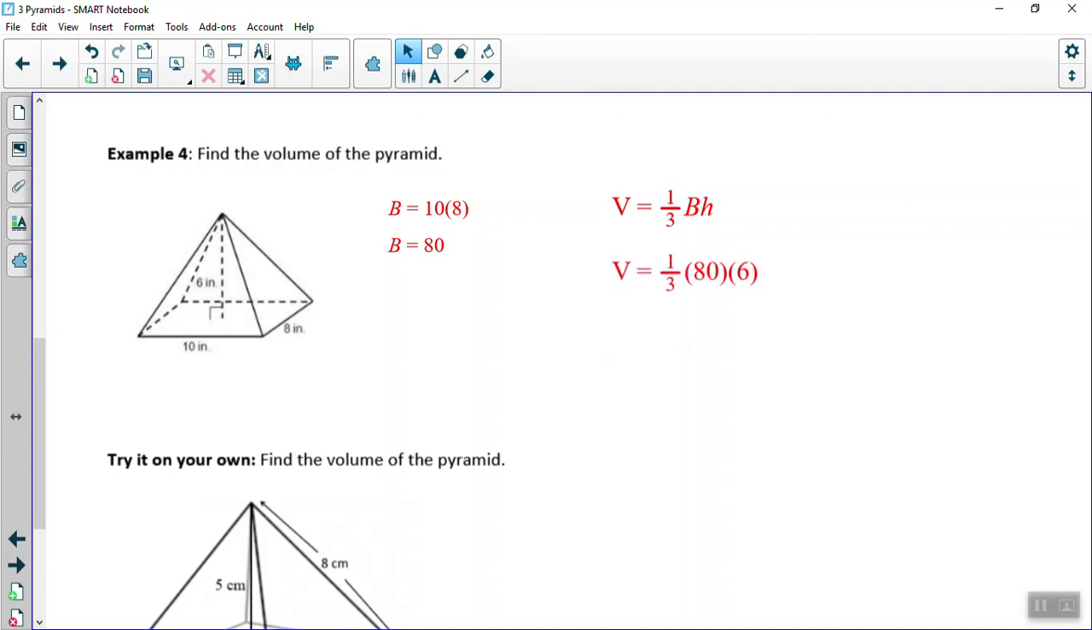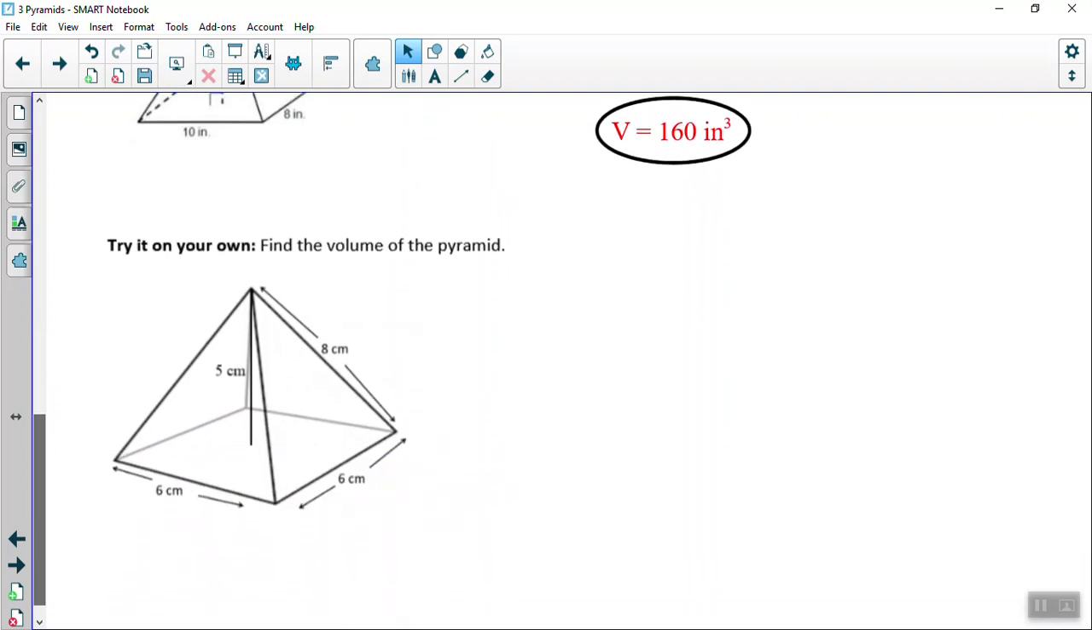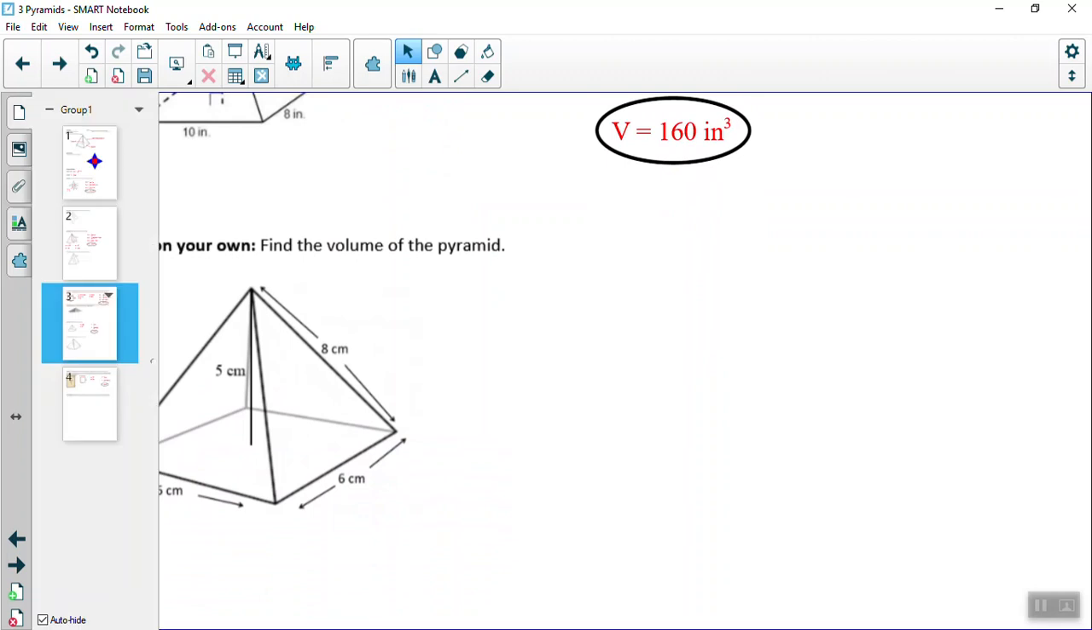So substitute in my values. For 1/3, remember multiplying by 1/3 is the same as dividing by 3. So you can do 80 times 6 in your calculator and then divide by 3. That'll give you a more accurate answer. And we end up with 160 cubic inches, or inches cubed. When we do volume, remember we always cube our units of measure. Alright, here's another try on your own.